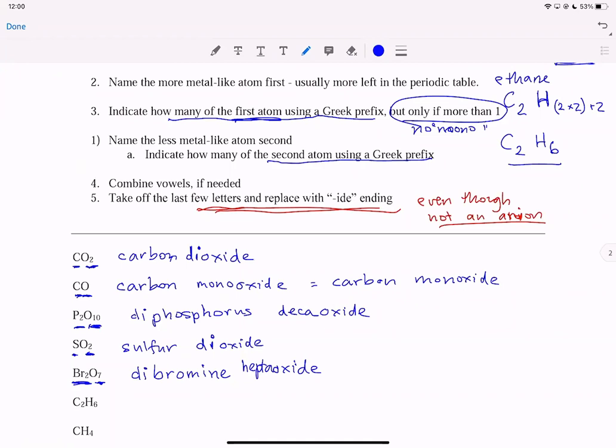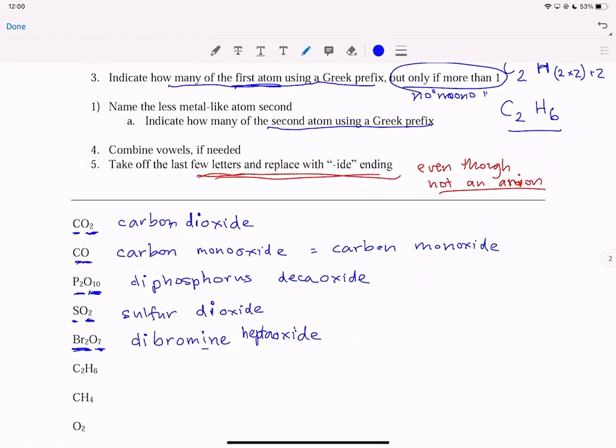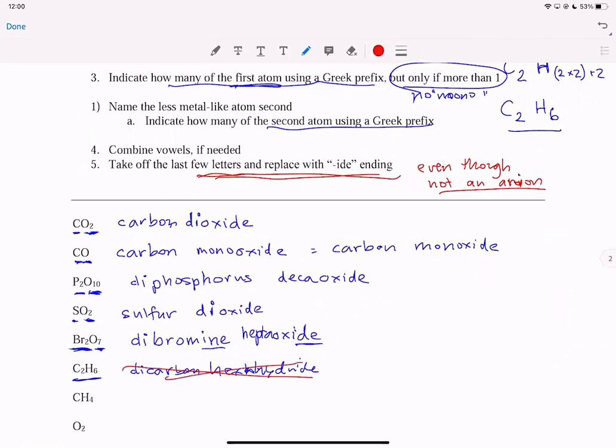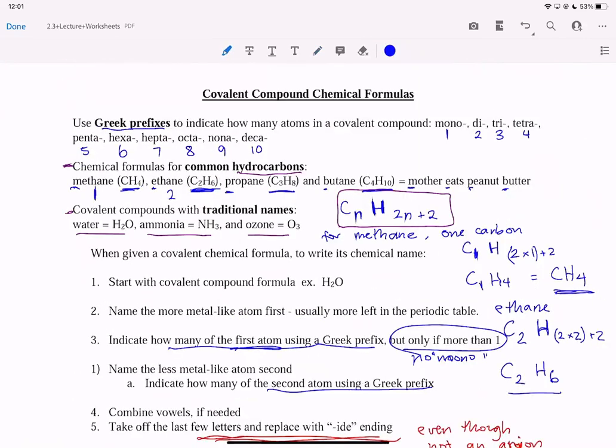So dibromine heptaoxide. So notice it's dibromine, not dibromide, because it's bromine, the element, and the IDE ending is for the second element only. Okay. Now you've got C2H6. Don't start thinking you're going to go down the road of dicarbon hexahydride. Why not? Because anytime you have only carbons and hydrogens, it is a hydrocarbon. It's one of these with those common hydrocarbon names. So C2H6 is this one that's ethane.